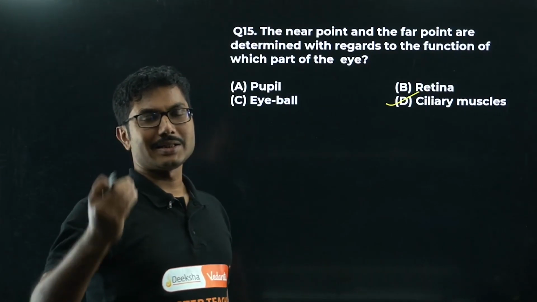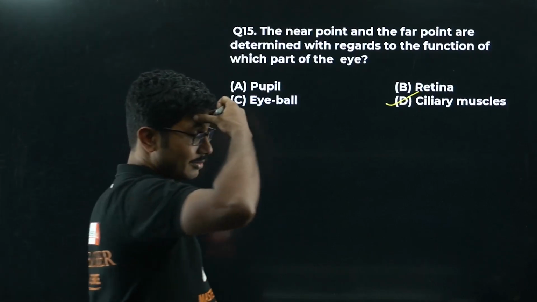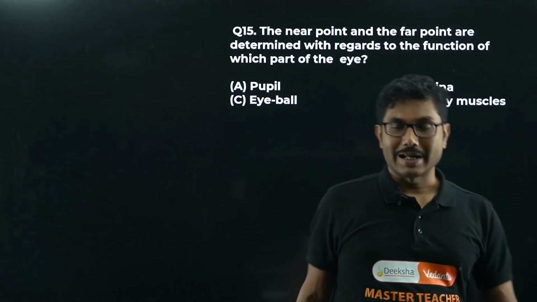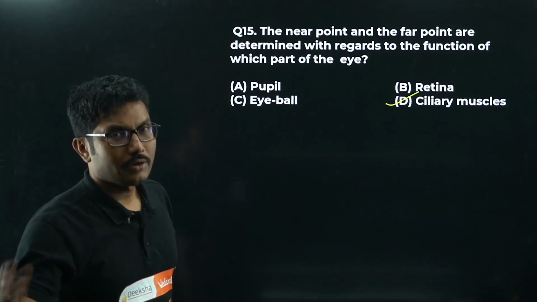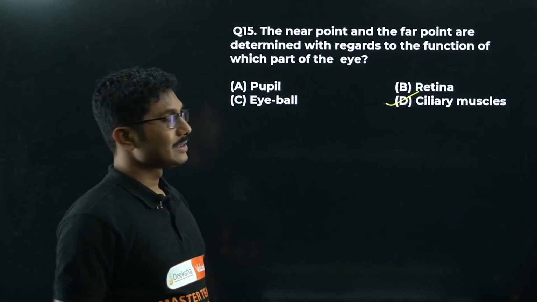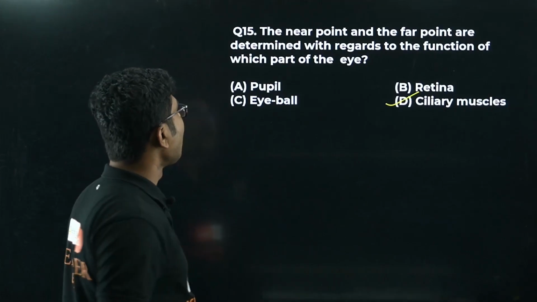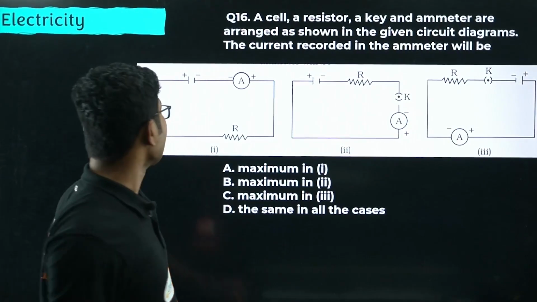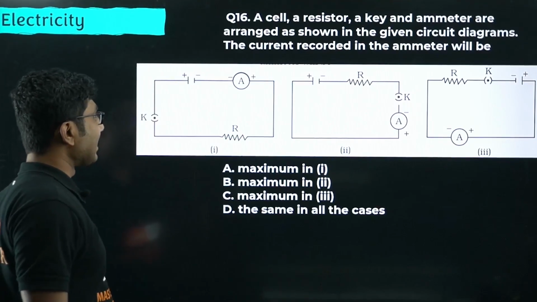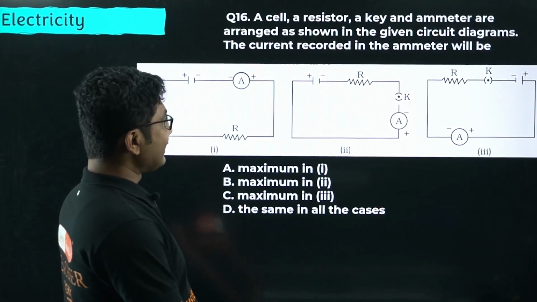Ciliary muscle can adjust the focal length of your eye lens, and based on the focal length you can see what your near point is, what your far point is, right? So ciliary muscle is the correct answer, not the retina. Next question. Now we have completed the human eye chapter. We have moved to the electricity chapter, right? So now let's see the first question.